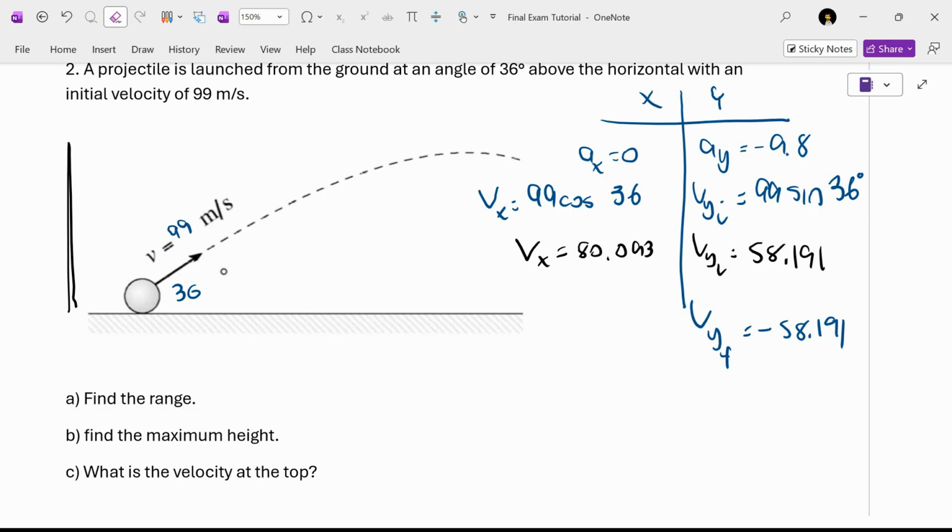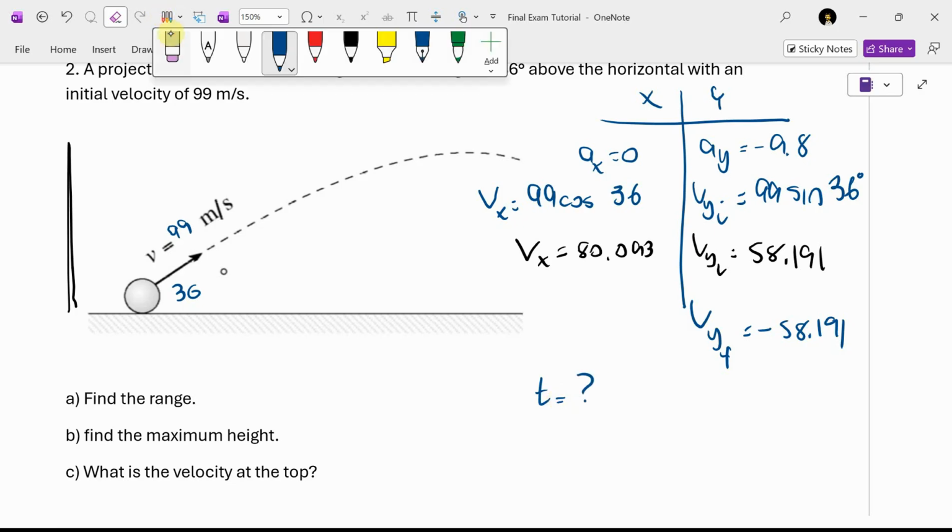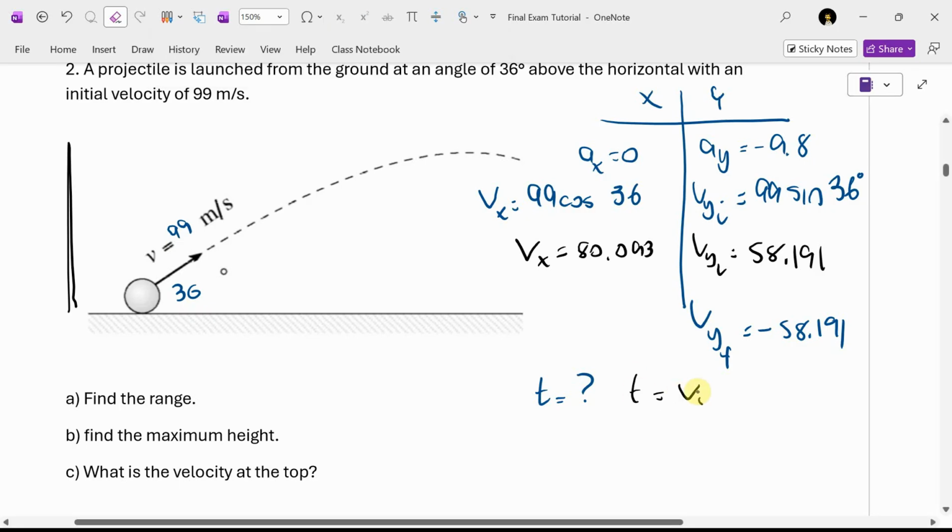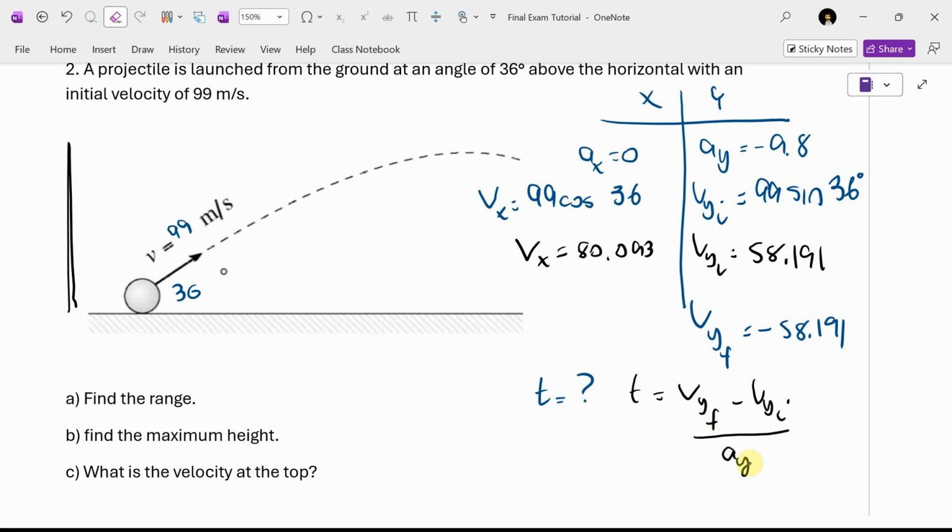Now, I know 1, 2, 3 things. I can find the fourth. I can find time. I'm looking for an equation, back to you, Nicole, that has an A, a V initial, a V final, and a T in it. There is one. The first one, isn't it? Can you get the T by itself, please? It's going to be Vy final minus Vy initial divided by ay.